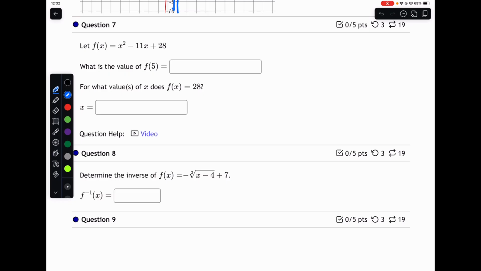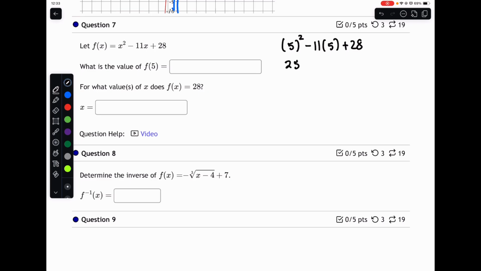Now for question number 7, we have that f of x is defined by this quadratic, and we want to figure out the value of f of 5, and also figure out the values of x in which f of x equals the number 28. So to do this part, f of 5 means that we're going to replace the x values with 5. That's simply substituting the values in, so we want 5 to the second power minus 11 times 5 plus 28.